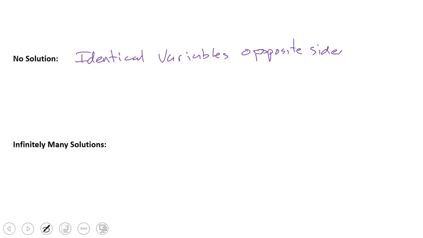Oh, wait, my bad. I want you to write something down real fast. Sorry, this won't take long. So if we're solving equations and we come up to no solution or infinitely many, here's the things you recognize. For no solution: 1, identical variables on opposite sides of the equation. The variable is eliminated. And most importantly, you end up with a false statement.